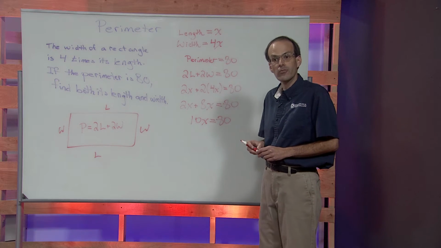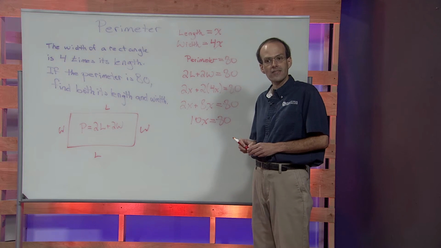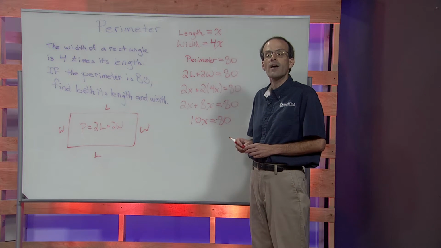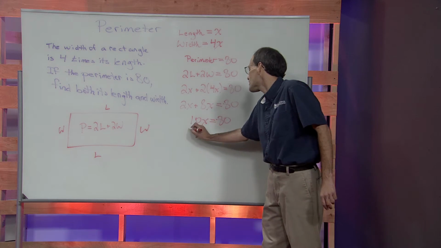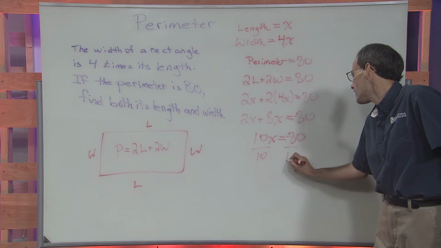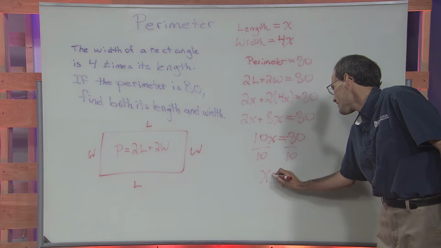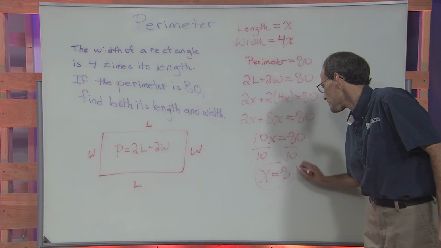All variable terms have been moved to the left. All constant terms have been moved to the right. So we'll finish by dividing by the coefficient of the variable term, which is 10. This yields us that x is going to be 8.